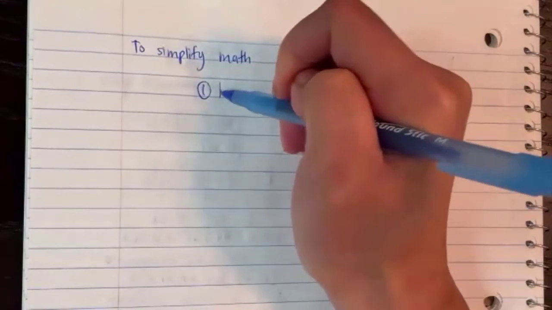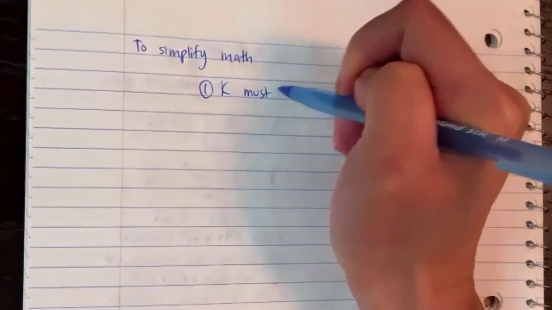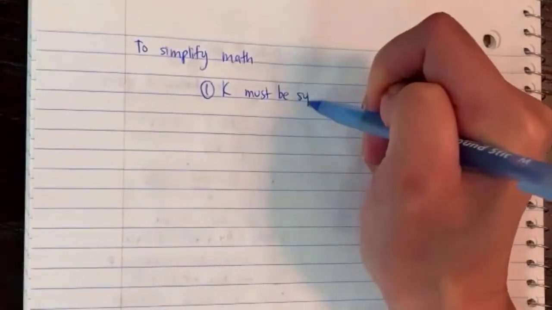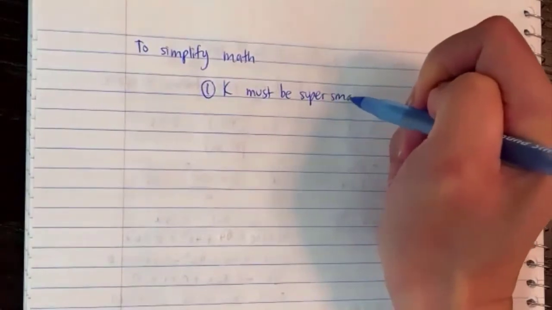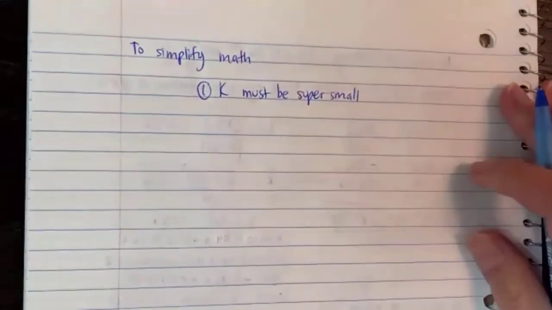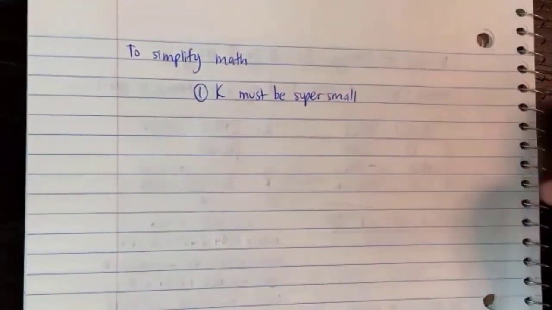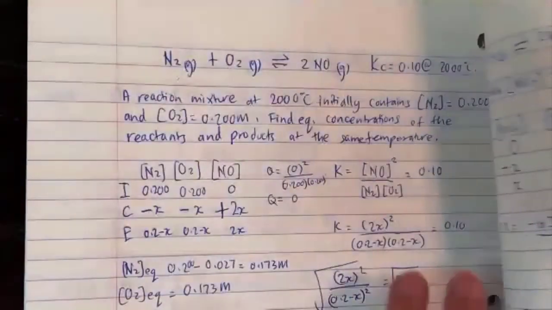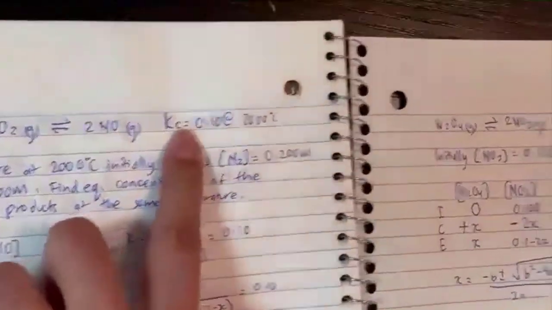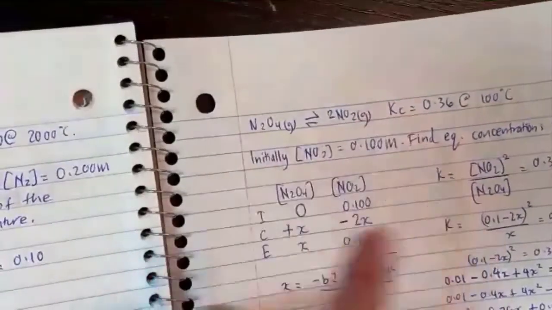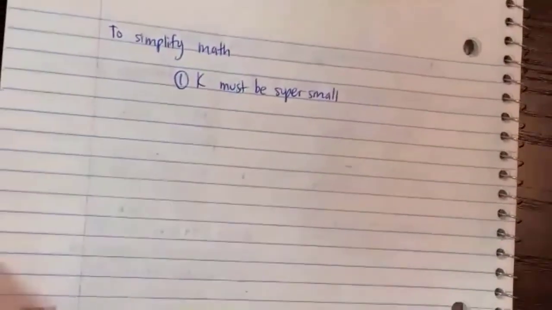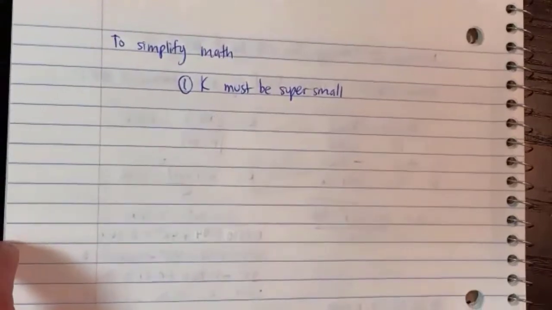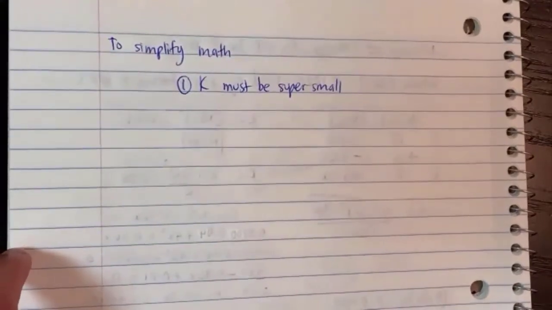The rule is K must be super small. So you're like, okay, super small, that's subjective, that's so relative. So what's super small? Because over here, our K was what? 0.1 and 0.36. It's not that small, but they're like, okay, well, what do you call small? How small should it be?